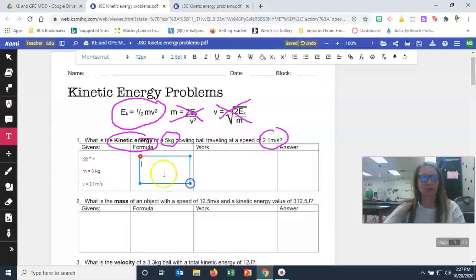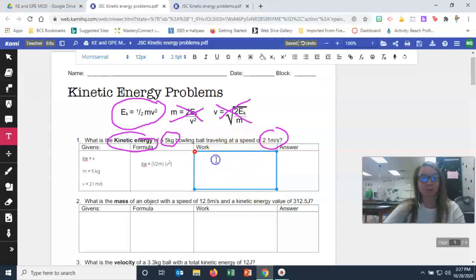I'm going to write it out one time and then copy it. So KE equals 1/2 of the mass times velocity, and we square our velocity. There we go. Perfect. So now we need to look at how we can plug this in and solve. This one's pretty straightforward.